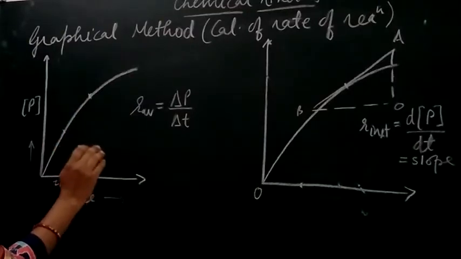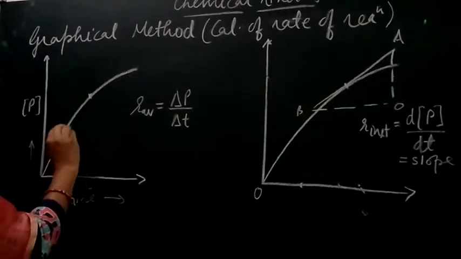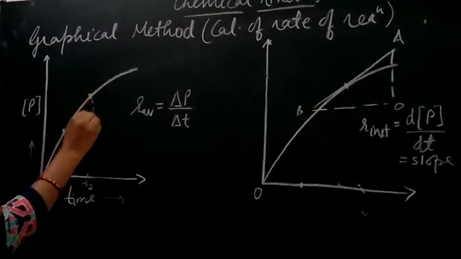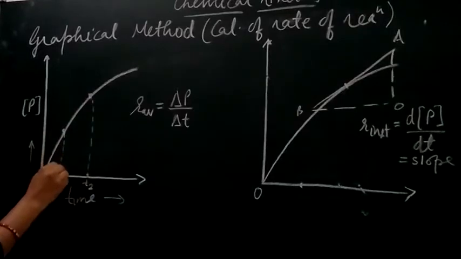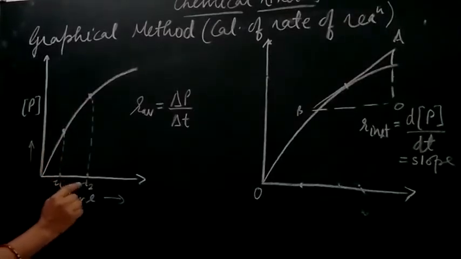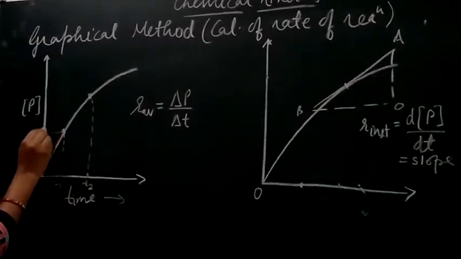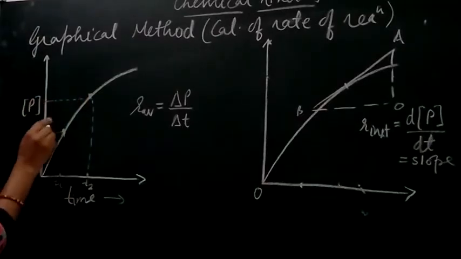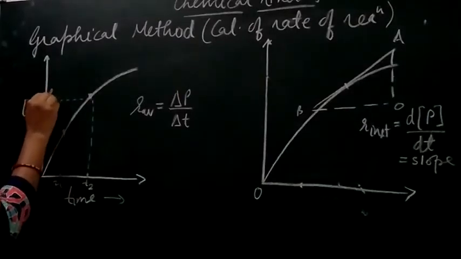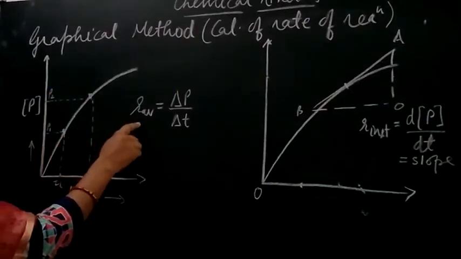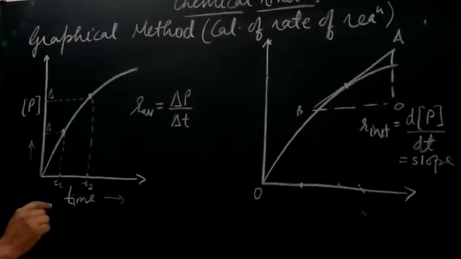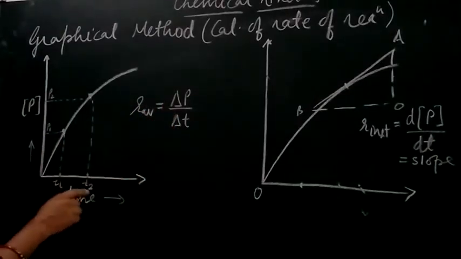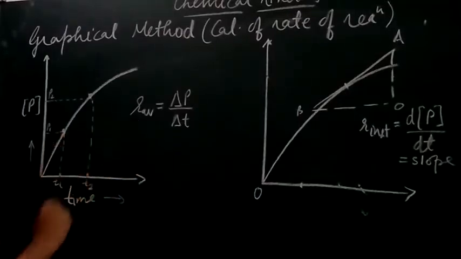Now we have to find the average rate. So let it be between these two points. We extend these points down, and you get the time interval t1 and t2. And when we extend them toward the y-axis, we get the two values of product, P1 and P2. So by finding the difference in the concentration of product upon the time interval, we can find the average rate.